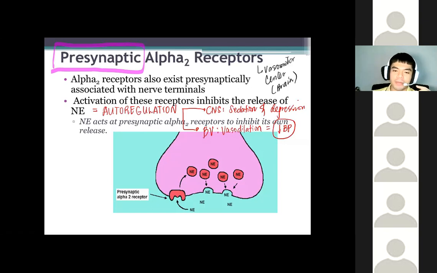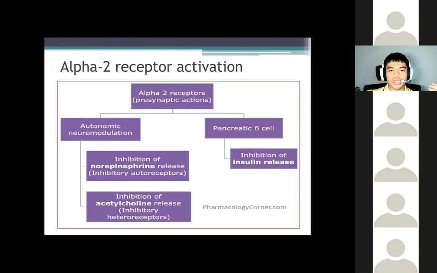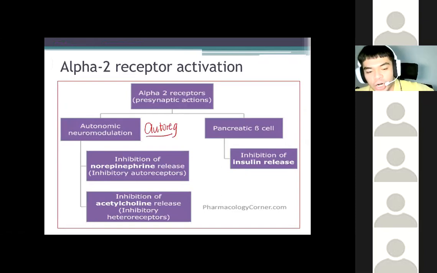I repeat, in the blood vessel, there's vasodilation, thus lowering blood pressure. So these are the consequences of autoregulation. I reiterate, we have in the central part and in the peripheral part, sedation and depression and vasodilation respectively. Okay? And for alpha-2 receptor activation, ito na yung sinabi kong autoregulation sa left side. Yung inhibits further release of norepinephrine.